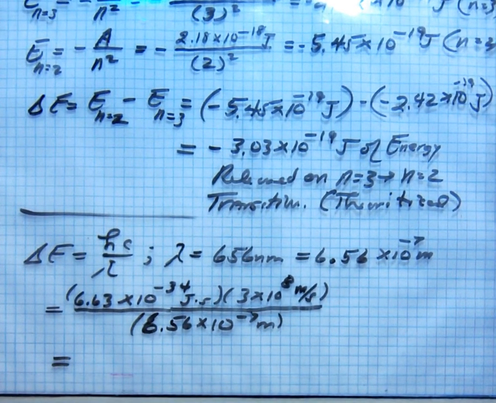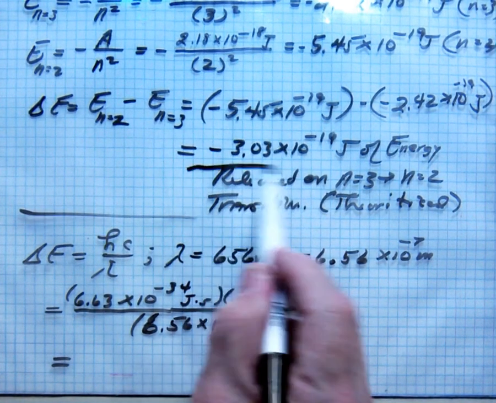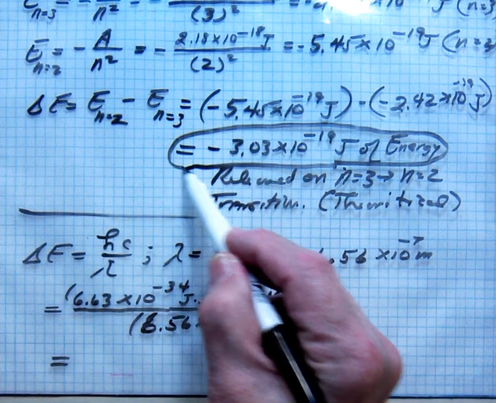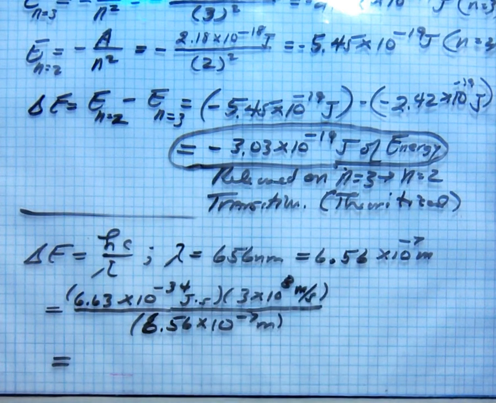So let's see if we get this number. Now this will come out positive because it's an empirical formula that just defines a numerical value. The negative on this implies that the electron is moving from a higher energy level to a lower energy level, as in exothermic.